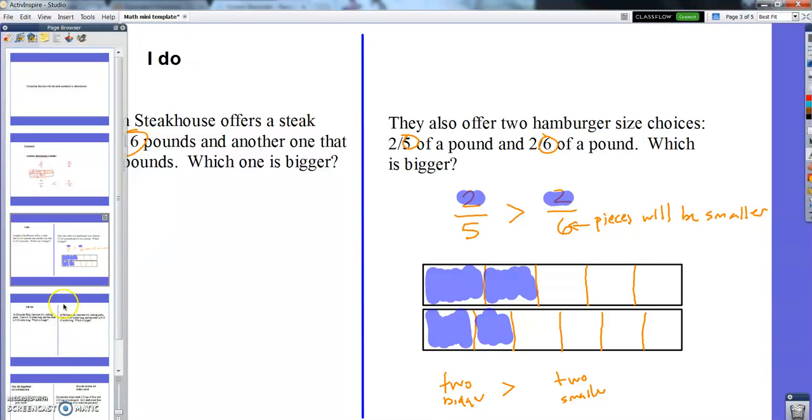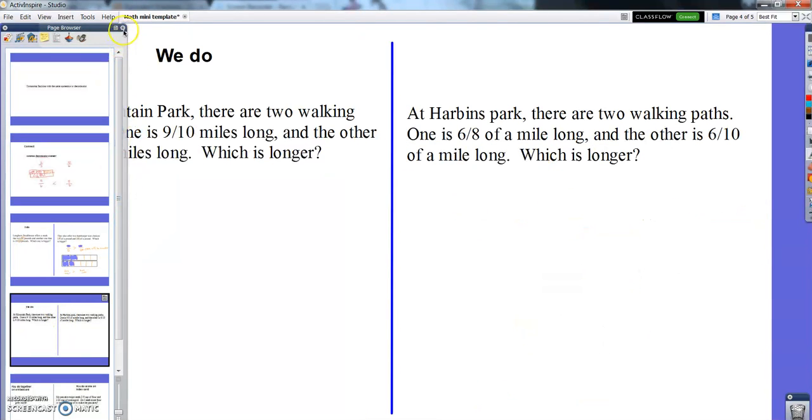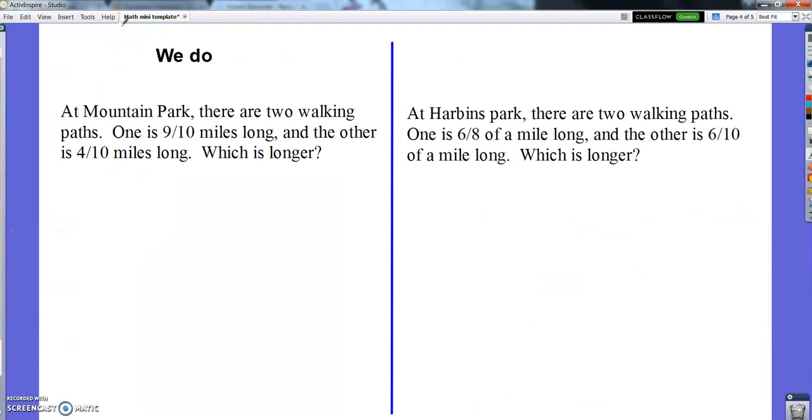So let's do one in your notes. Open your notebook. Let's do one of each. All right. So first, let's do a common denominator problem. It says at Mountain Park, there are 2 walking paths. One is 9/10 miles long, and the other is 4/10 miles long. Which is longer? So what I want you to write is I'm comparing 4/10 to 9/10, right?